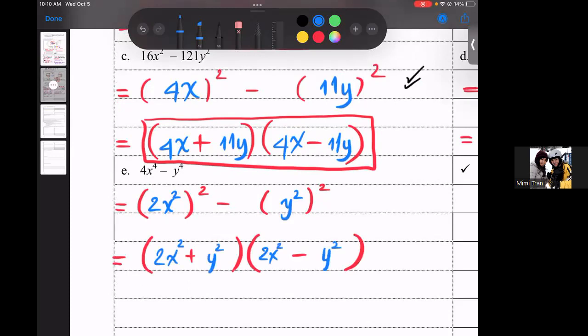Can I factor any more? I know this one is prime, right? This is plus. No GCF, so we're good. Can I factor this one? I'm itching, but can I factor it?